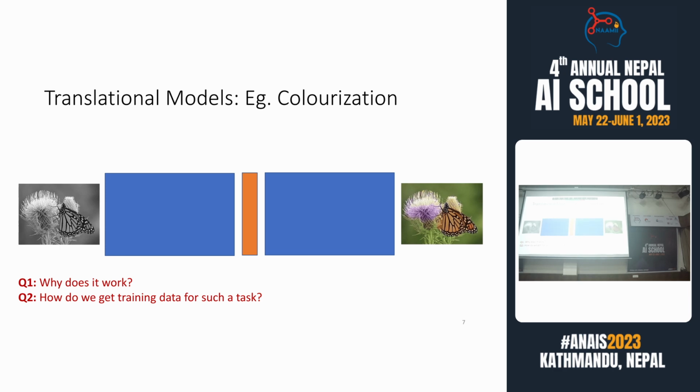Yes, yes. You raise your hand so you can answer. No? You raise your hand to attract your friend. Okay, so how do you get training data for such a task, and is it going to work?